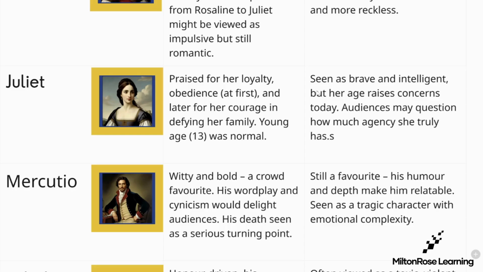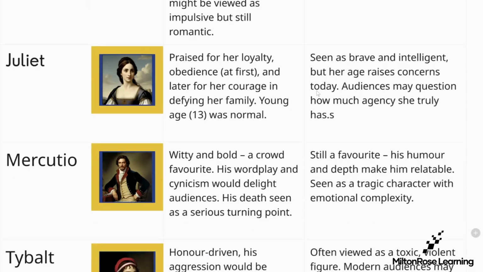However, in the modern day period, not much has changed in some ways. He's still a favourite. Everyone loves Mercutio. His humour and depth make him very relatable. But he's seen as a tragic character because obviously his death triggers off all the tragic elements. So a more modern day interpretation might focus slightly more on that.